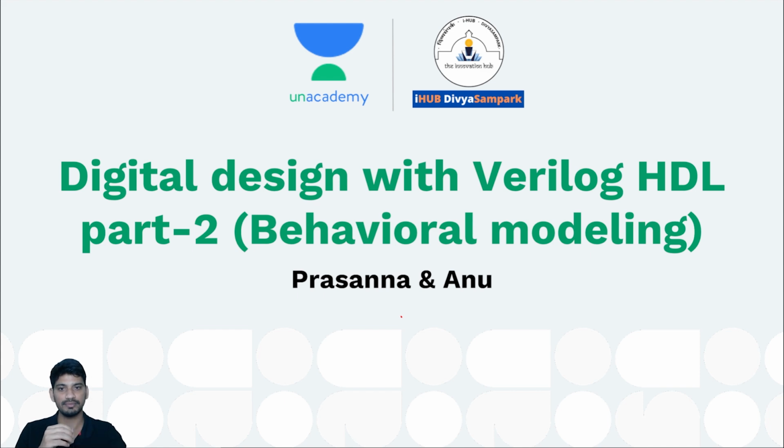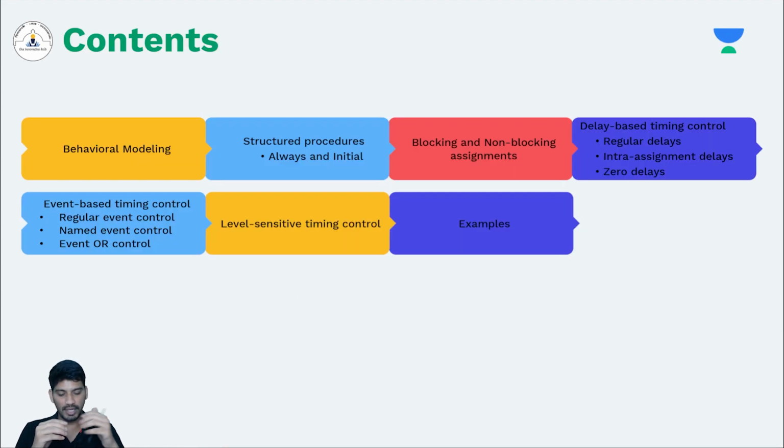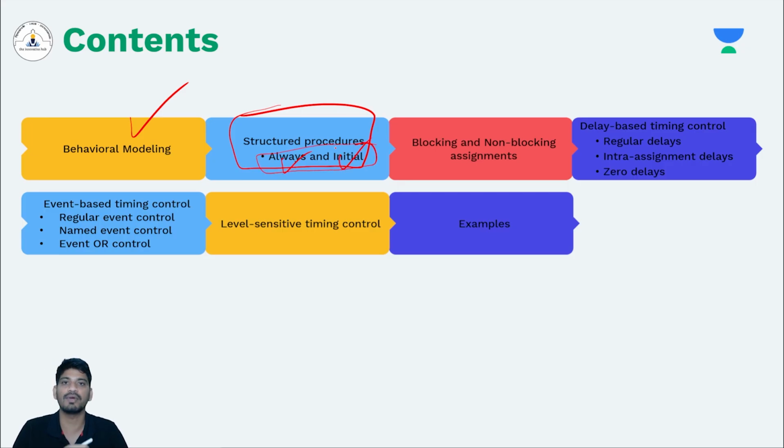So let's begin. These are the contents of the session. First, I will explain what behavioral modeling is, and then I will move to the different kinds of structured procedures we have in behavioral modeling, like always and initial, which are very important in Verilog. And then I will move to blocking and non-blocking assignments, and I will show you the difference between blocking and non-blocking assignments with some examples.